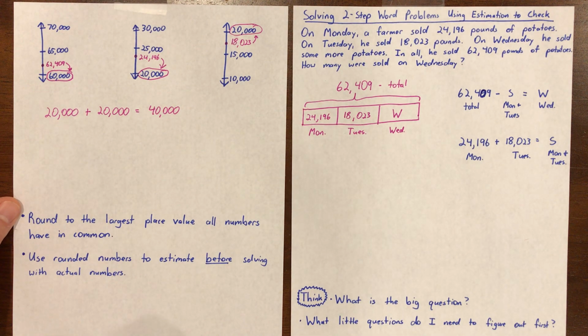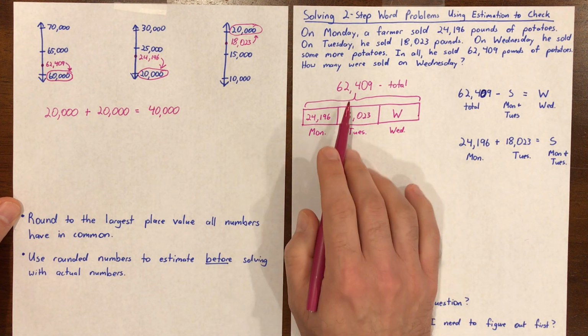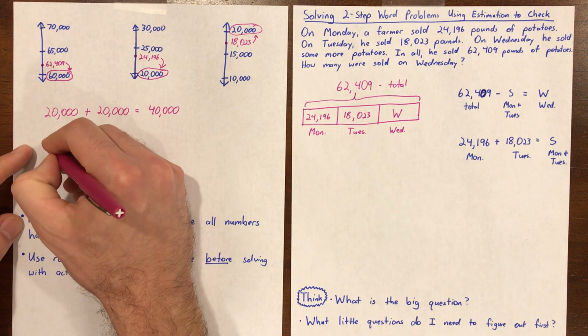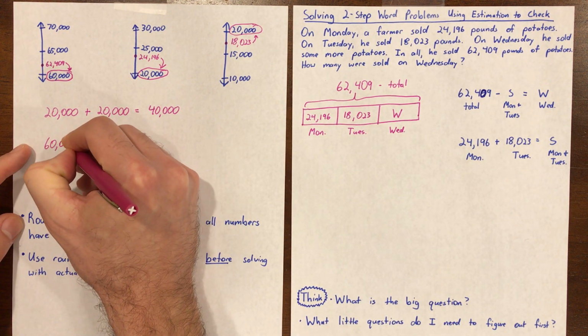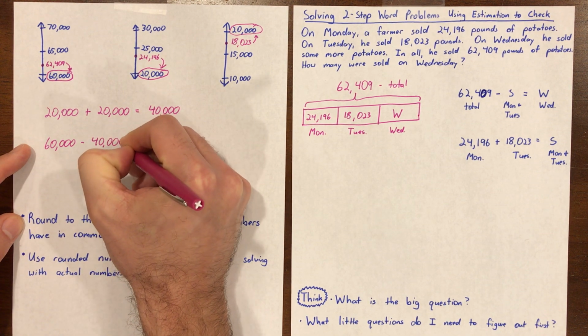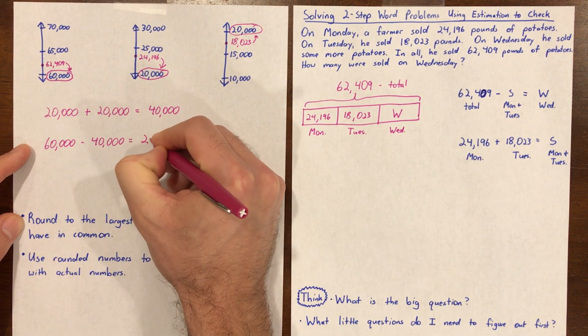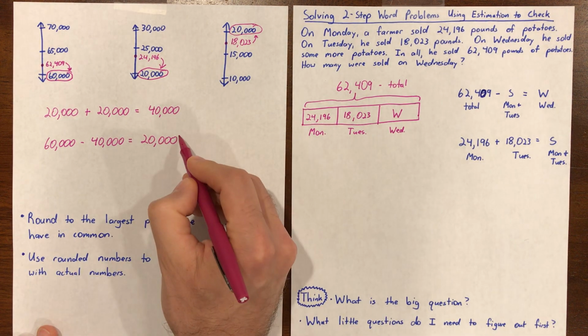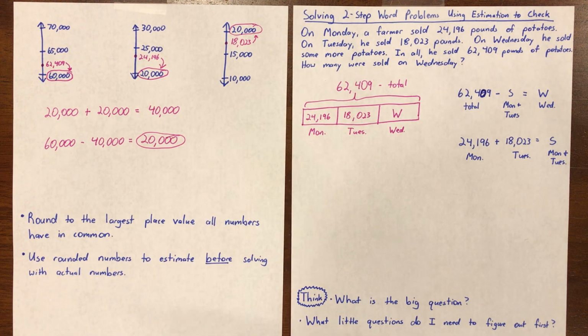And then I would subtract that estimate from the estimated total to get an estimate for how many were sold on Wednesday. So 60,000 minus 40,000. That means my estimate is about 20,000 potatoes were sold on Wednesday. Okay, so now let's go ahead and solve the actual problem. And how would I want to solve this again? Say it out loud.